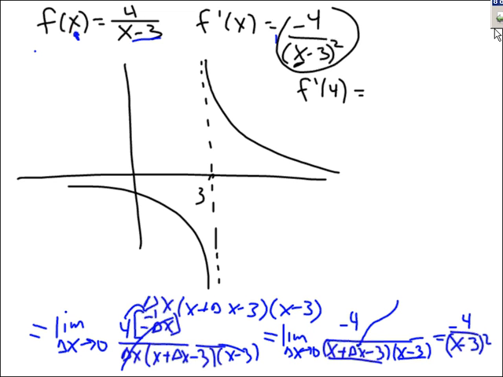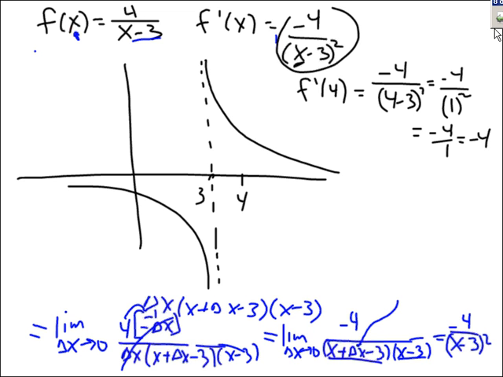Just plug in 4 for x. It's negative 4 over 4 minus 3 squared. But 4 minus 3 is 1, and when I square it, it's still 1. And negative 4 over 1 is negative 4. That is where x is 4, namely right here. The slope of that tangent line is negative 4.